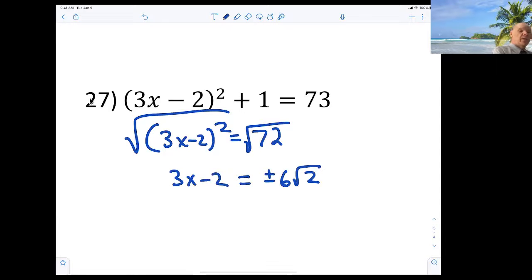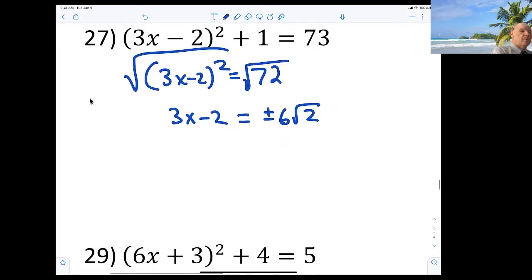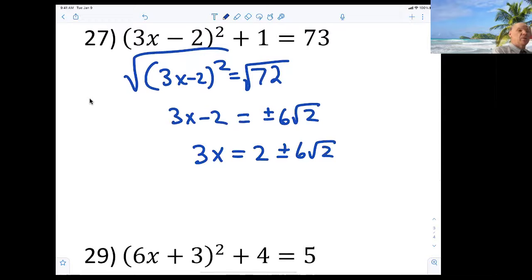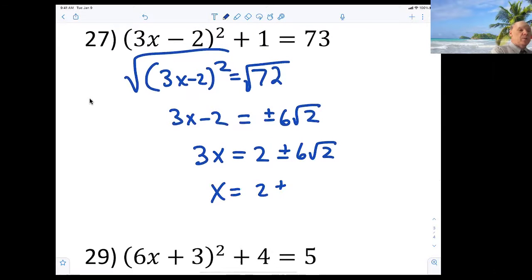And then 3x minus 2. So now what do I have to do to both sides? Add 2. Add 2. So now I have 3x equals 2 plus or minus 6 radical 2. Now what? Divide it all by 3. So x equals 2 plus or minus 6 radical 2 all over what? 3. Nice work. All right, next.